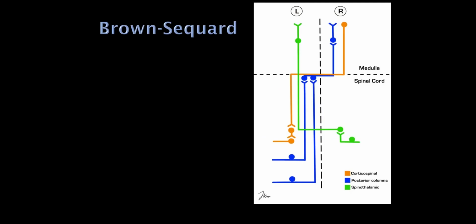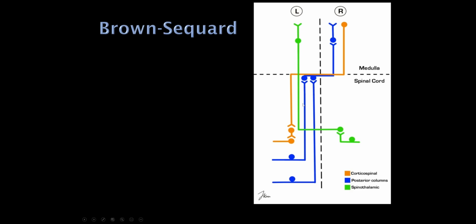Okay, the Brown-Sequard syndrome would be one of the most commonly asked board questions for, I think, step 1 or step 2. And so the three pathways here that are most commonly involved, let's just say we have a hemisection here of the left half of the cord, and in orange we have the corticospinal tract. So we're going to have ipsilateral spastic weakness below the level of the lesion.